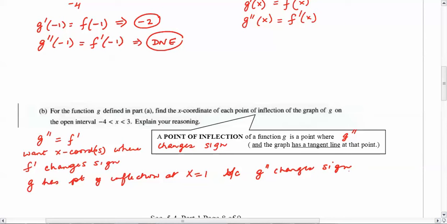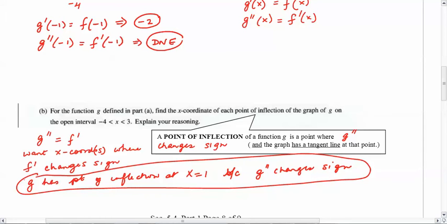Our book also has the additional condition that the graph needs a tangent line at that point. Not all books do. I don't think you'd be expected to do that for the AP, but we could check what we mean by that. Graph has a tangent line means that G prime exists. Well, yes, G prime is F, and F surely exists at that point.